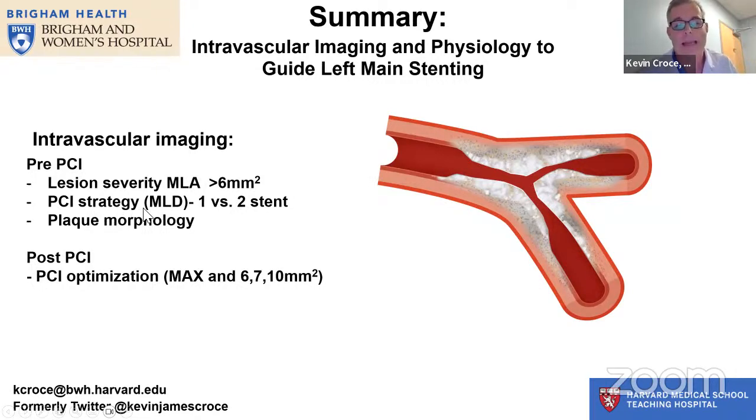For PCI planning strategy, MLD is important. It helps you understand where the disease is and if you can get away with 1 stent or 2, and it also helps us to understand plaque morphology. And for post-PCI optimization, you want to make sure we've got good expansion with goal-driven areas for left main PCI and no major dissections.